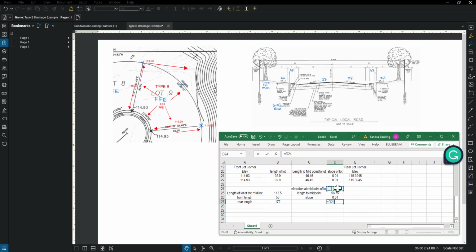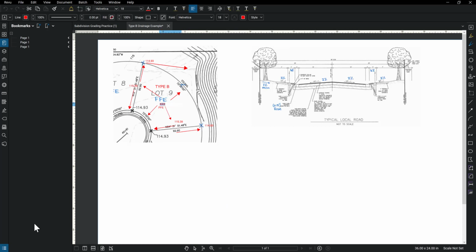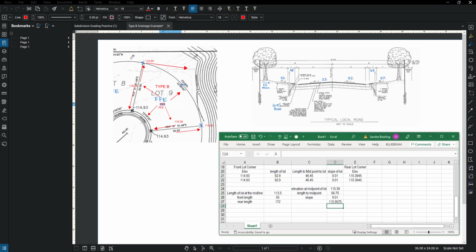So that means if I take the center line point elevation right here, and I add the length to the center of the lot, which is the 56.75, times the slope, 0.01 foot per foot, then I know this center point is 115.96. Okay? Now, elevation at midpoint of the lot line. Let's call it that. Midpoint of the lot line.